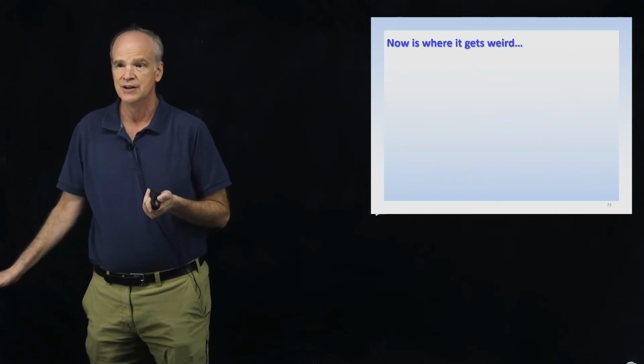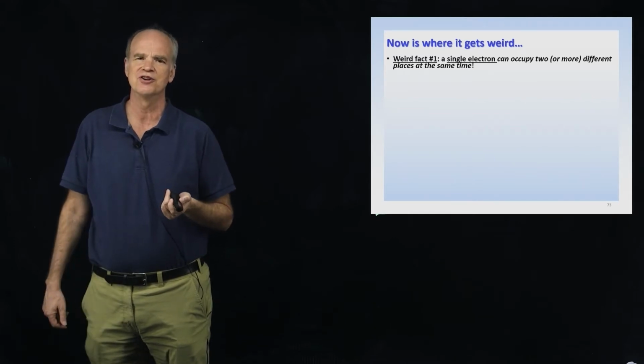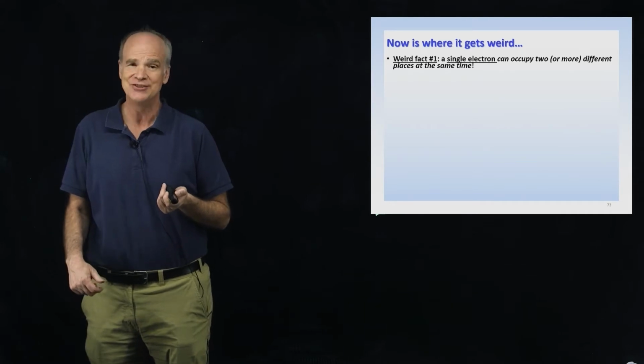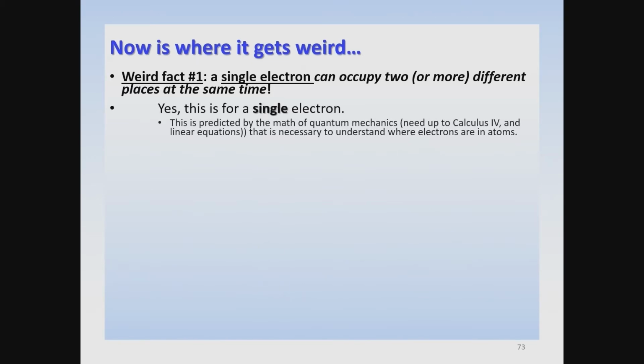So here we go. Now here's where things were getting a little bit weird. You might recall in an earlier presentation I mentioned the fact that electrons can actually be in two different places at the same time in an atom. Now I know that's very hard to believe. This is actually predicted by the pretty advanced mathematics that you use in quantum mechanics to describe electron behavior, but that is really the major implication, that electrons can be found in more than one place at the same time. And yes, this would apply for a single electron.